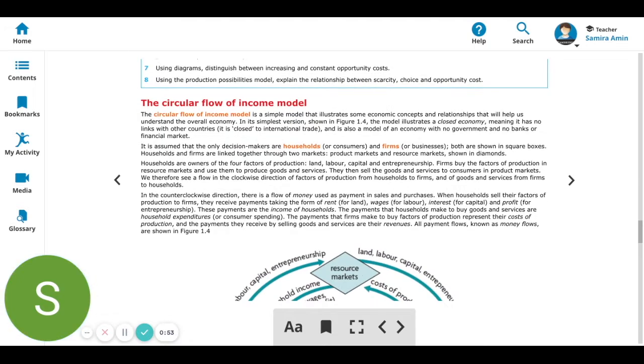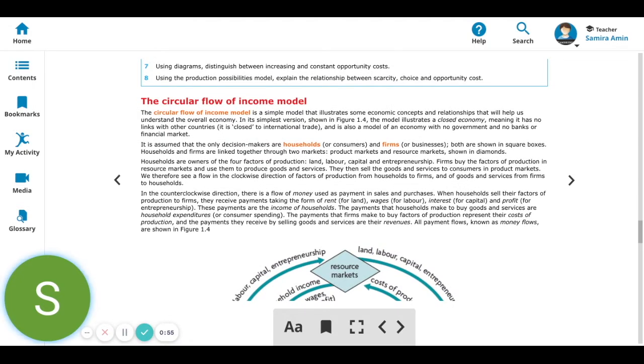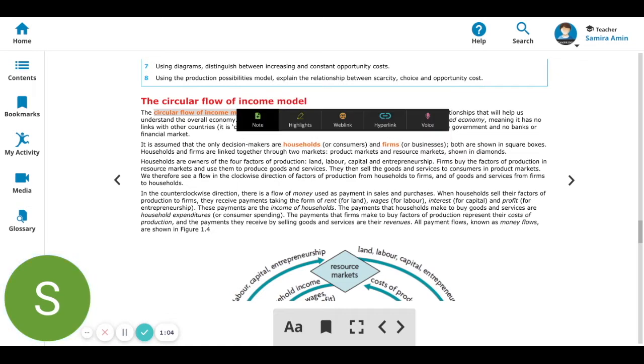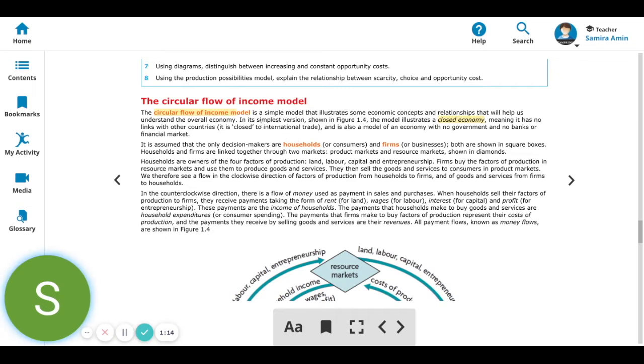Okay, so coming to the circular flow model, there are two things which we're going to see. We're going to look at the circular flow model in a closed economy, and we're going to look at it in an open economy. Now, what is the meaning of a closed economy and an open economy? Closed is when its borders are closed, right? So it's closed to international trade. That's the meaning of closed.